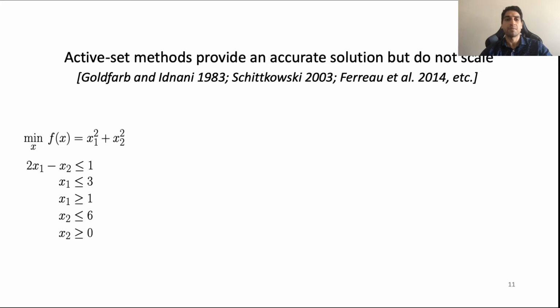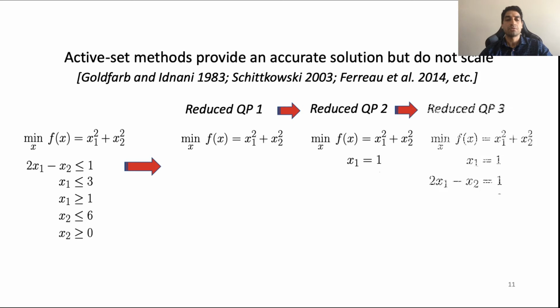Details vary across methods, but in all cases, each iteration requires solving a large number of reduced QPs. The 3 reduced QPs for solving our QP example are shown here. Each reduced QP is solved subject to a different set of proposed active constraints treated as equalities. In turn, solving these many reduced QPs accurately and efficiently is the computational crux of active set methods.